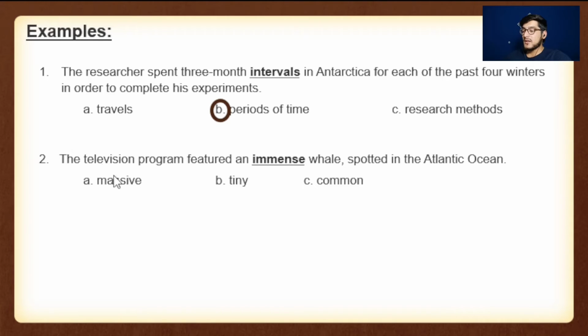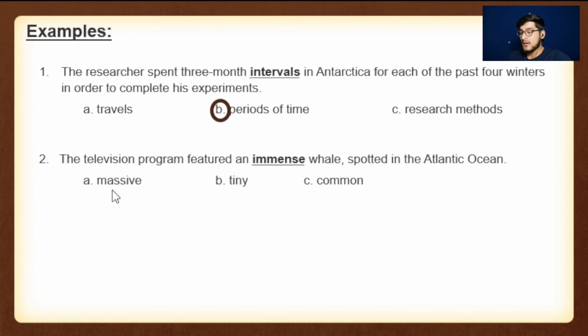Next, the television program featured an immense whale. Whales are big sea creatures that feed on fish, spotted in the Atlantic Ocean. Immense here is an adjective. Why? Because it is describing the whale. Logically thinking, a television program usually features something which is not common or normal, because they are television programs. And that just tells us that the whale cannot be something common.